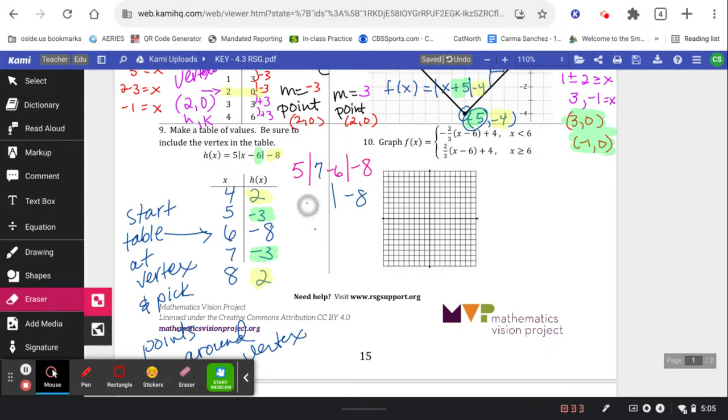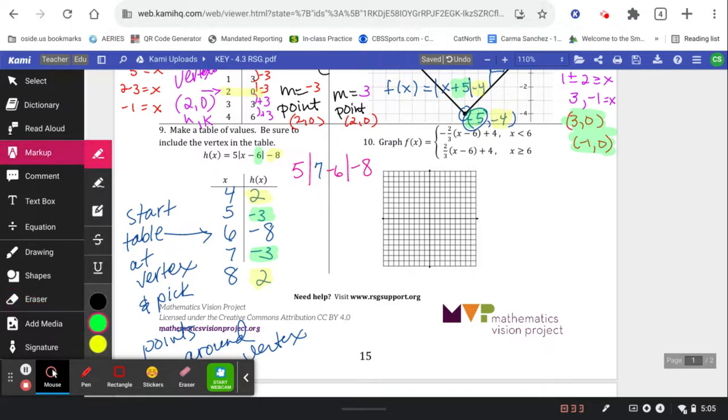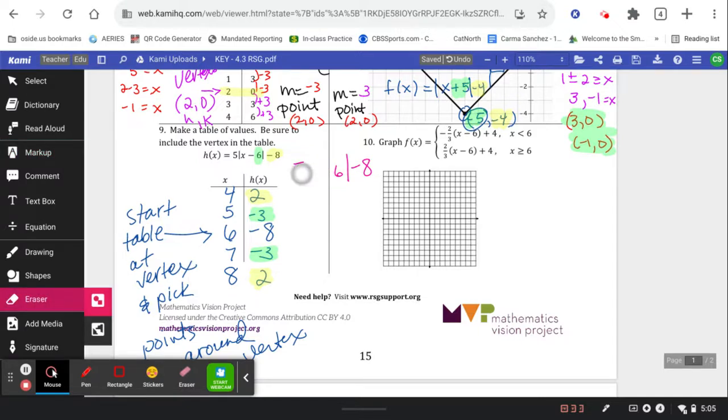Okay, so now that's all they asked me to do: make a table of values and include the vertex. Yay, I'm done. If you're bad at this plugging in stuff I was doing right here, feel free to use Desmos to put in those inputs and check your outputs. Remember that there's a little button for the absolute value bars.